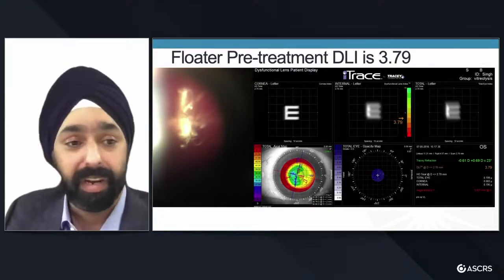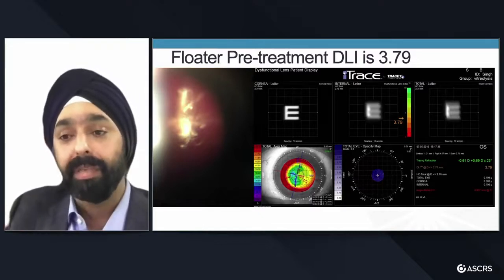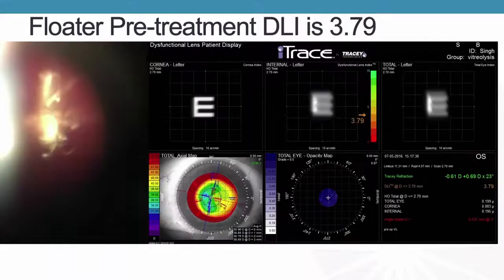You see on the left there's a large massive floater in the middle of the vitreous. Well, this is one of the most common screens that we use for the iTrace. It's a patient education screen. It gives you a quality or a representative E for the cornea on the left there. In the middle is something called the DLI.